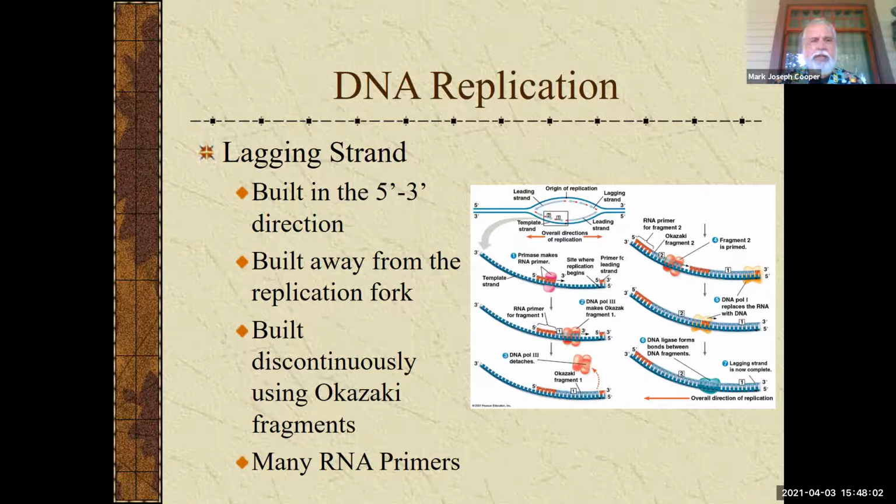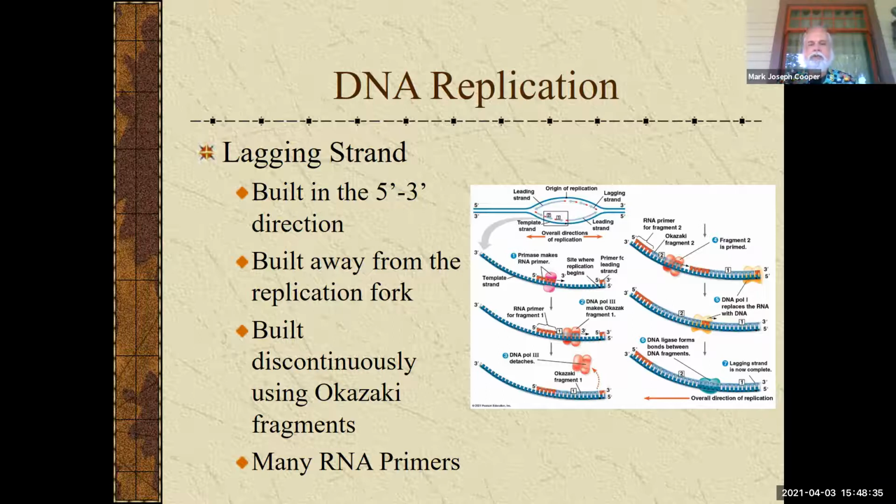So notice this is not a typo. It's built in the 5' to 3' direction. That is the same as the leading strand. But instead of building toward the fork, it's built away from the fork. So it has to wait a while for it to open up, and then it'll build a piece. What you need to know is those pieces are called Okazaki fragments. And this was because the guy that figured this out was a Japanese scientist named Okazaki. So the fragments are named after him.